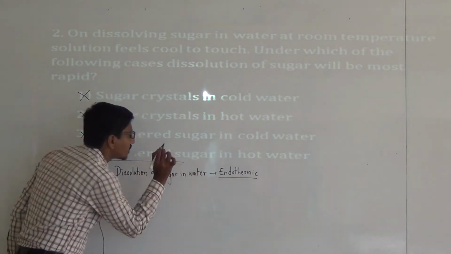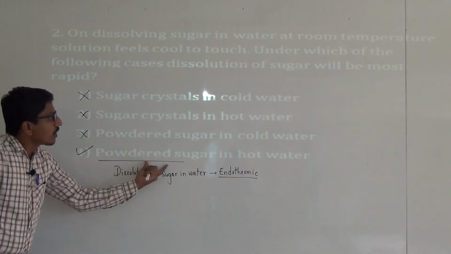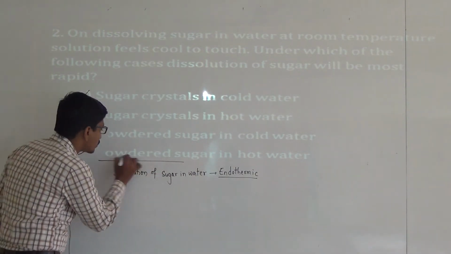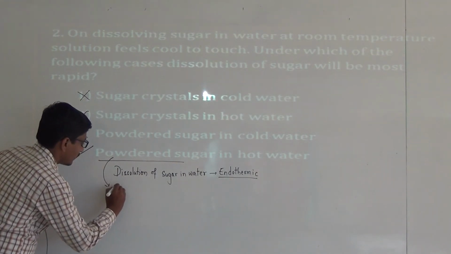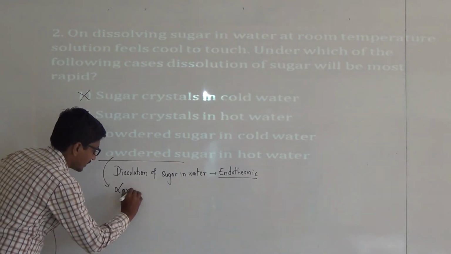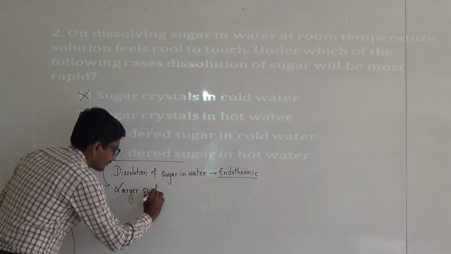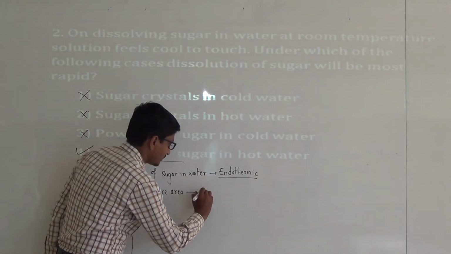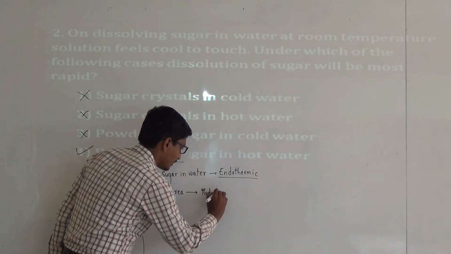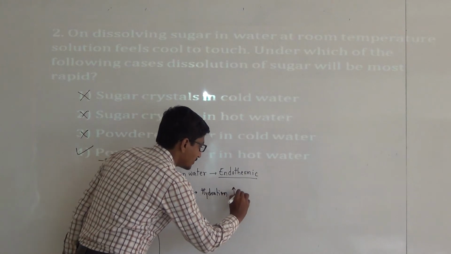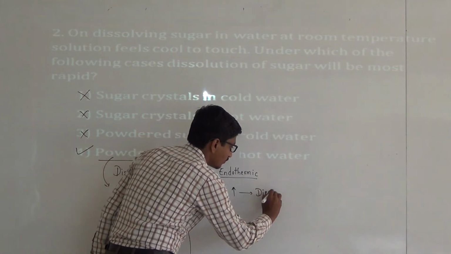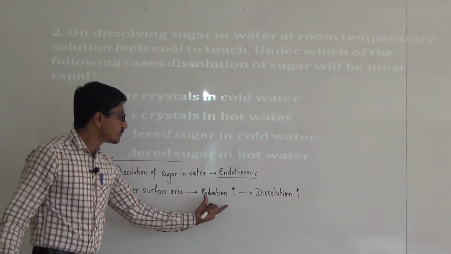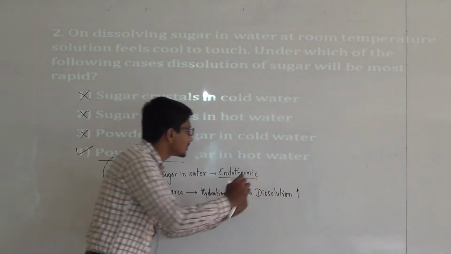The powdered sugar dissolves in hot water most rapidly, because powdered sugar has a larger surface area. Larger surface area means hydration is more. Hydration is more means dissolution is more. Dissolution is more in hot water, because this process is endothermic.